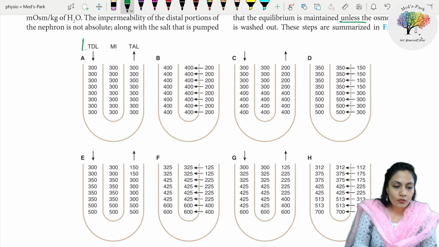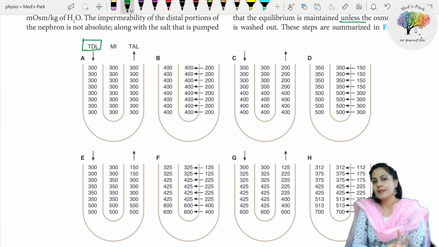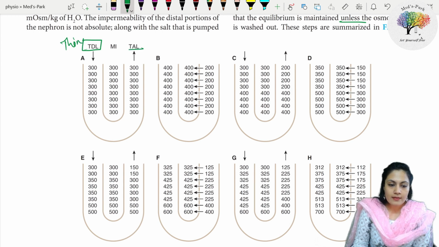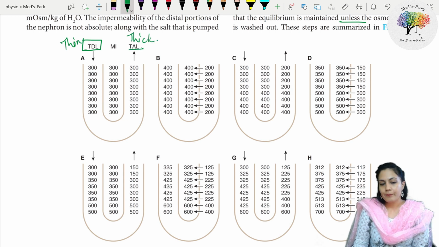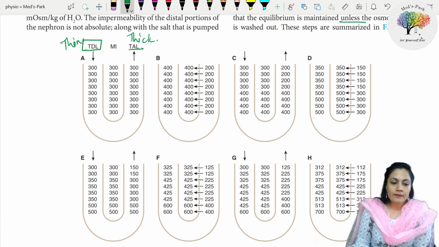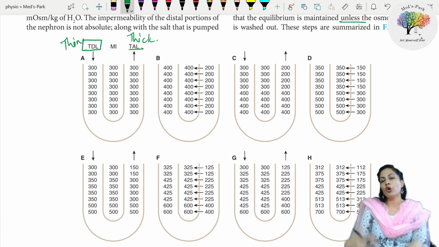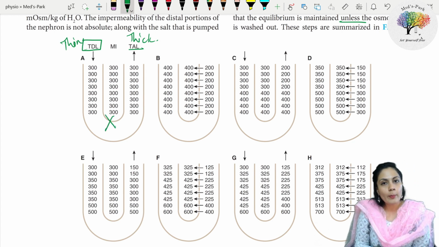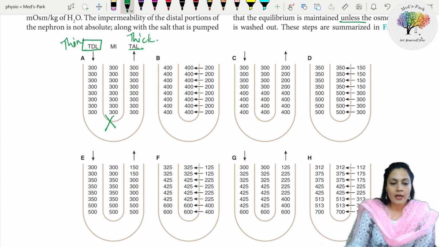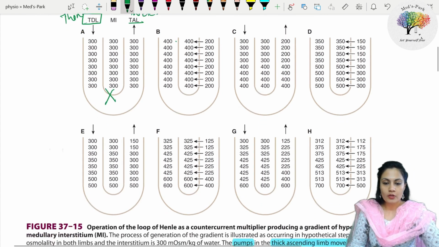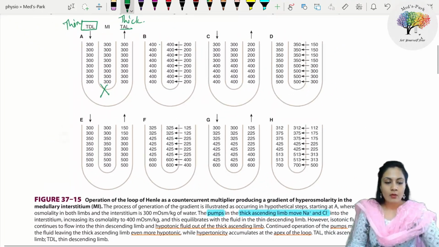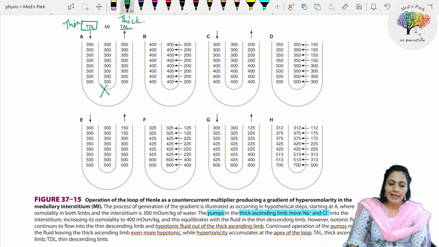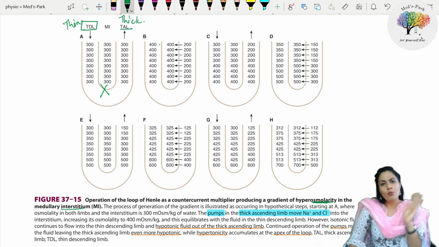So let's see in the figure. First thing over here, this is the thin descending limb, right? And this is the thick ascending limb, right? Suppose there is no gradient, then no movement of water or solute will take place. So it will not be able to conserve the water, it will not be able to make the medulla hypertonic, right? It will not be able to conserve any amount of water. So what this figure is telling us is the operation of the loop of Henle as a countercurrent multiplier producing a gradient of hyperosmolarity in the medullary interstitium, right? It is none other than what we discussed just now.